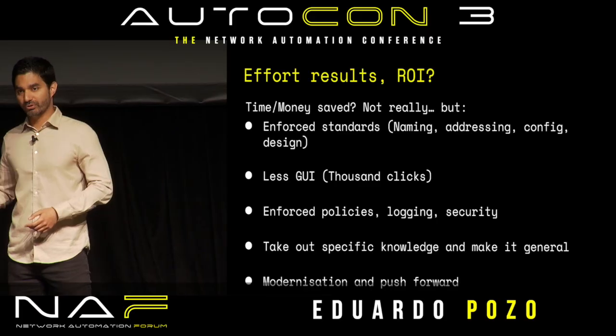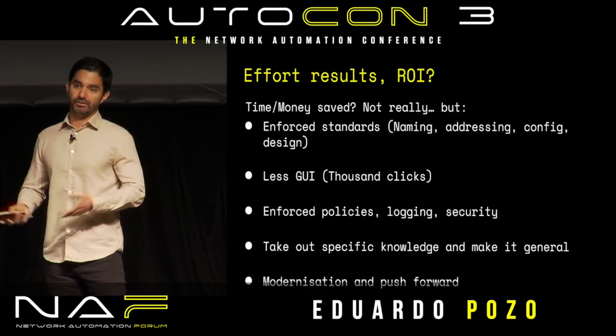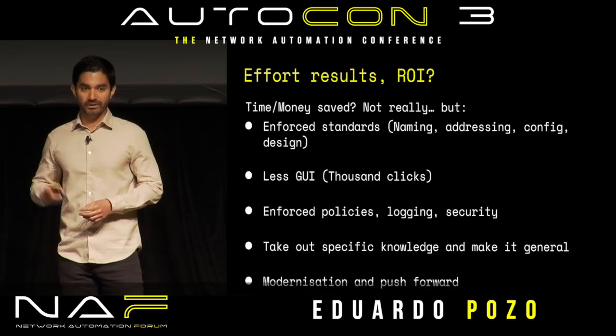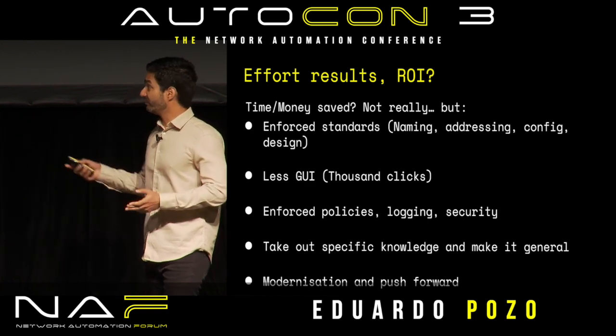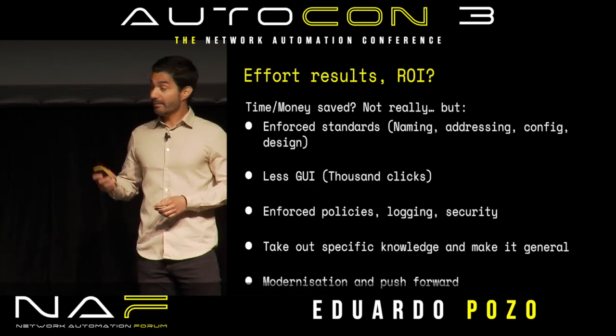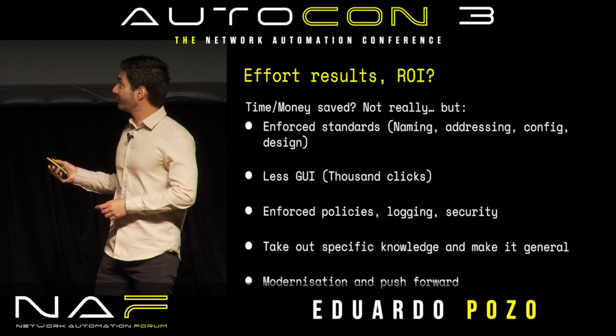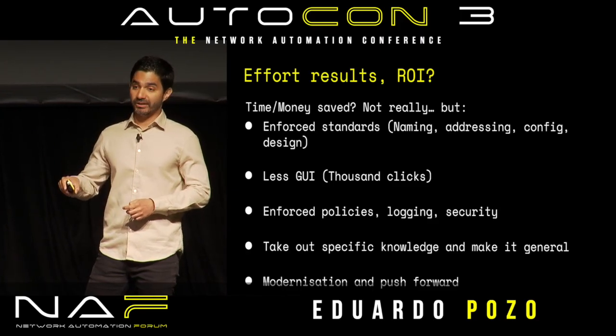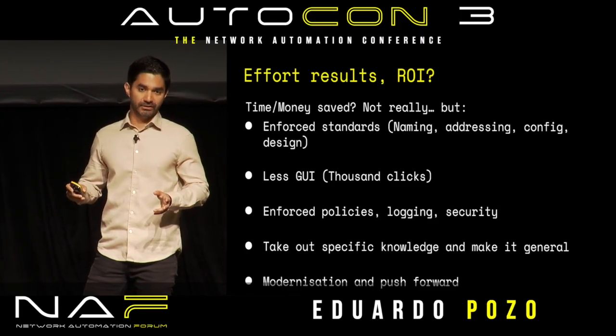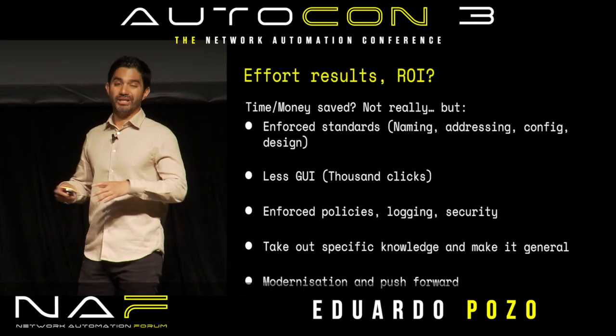Anyone could go into a switch, do a change in a trunk, go out, and no one knew what happened. Now everything needs to go through our pipeline so we know, or we can enforce, the security. And very important, we take out specific knowledge and make it general. The guys operating the data center cannot do ACI.